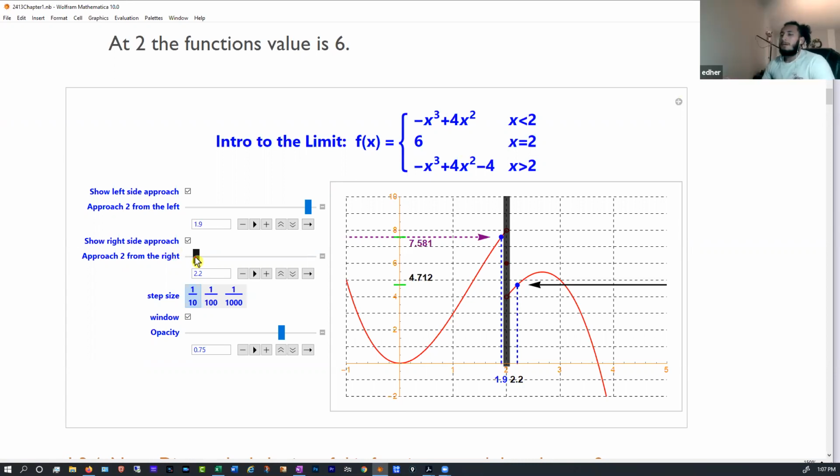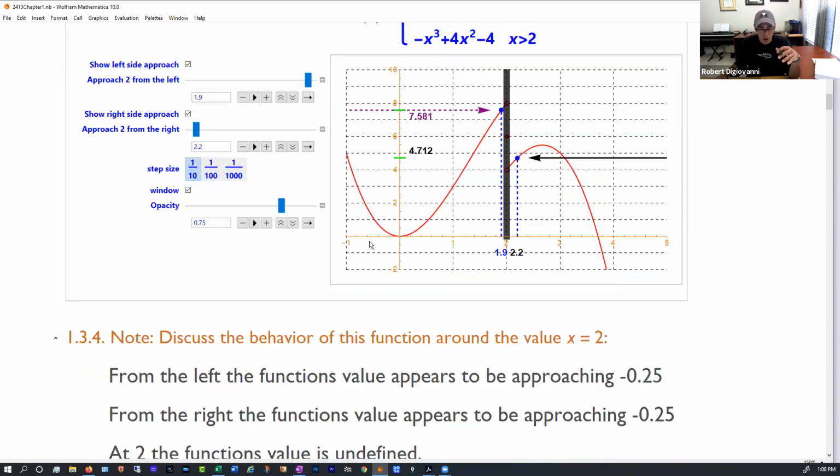Okay, so now we have this scenario. From the left, it's approaching 8. From the right, it's approaching 4. But at 2, that's the algebra, the value is actually 6, right? So none of those match up. Left 8, right 4, at 2, it's 6. These are just the nature of these functions, that weird things can happen. All right, here's another one.